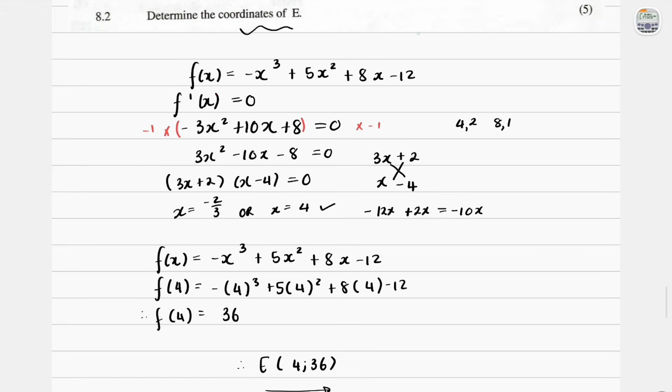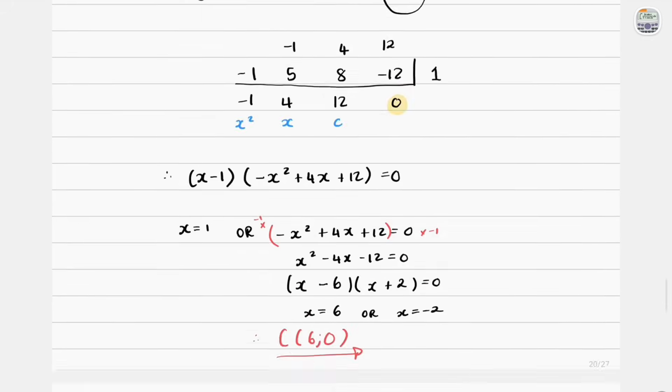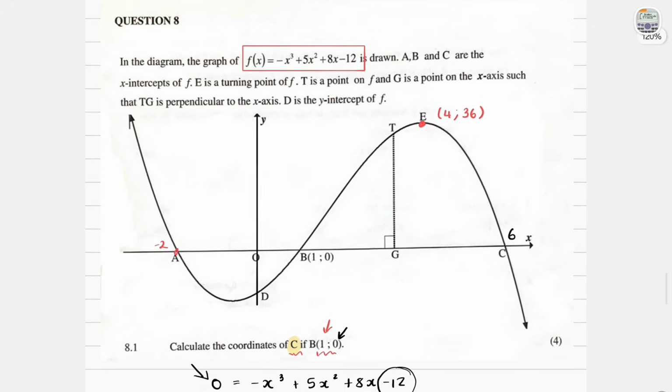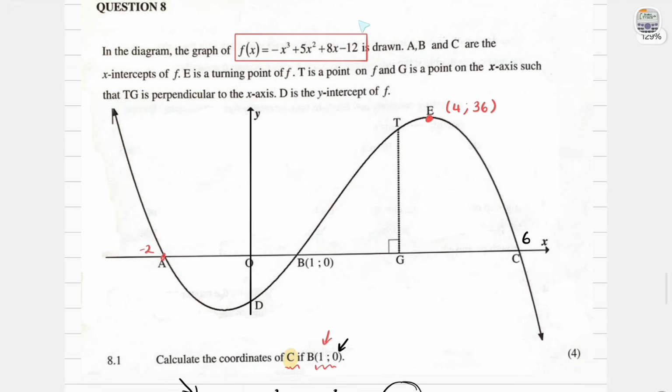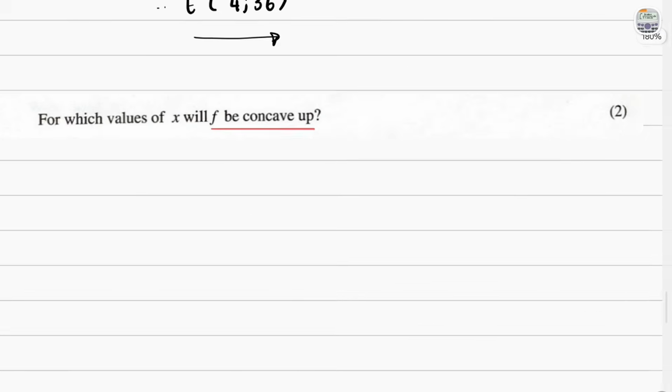Moving on to the next question. Question 8.3 says, for which values of x will f be concave up? Okay, so you see that you have two types of curvature or concavity on our graphs. So concave up and concave down. They want to find out the values of x for which it will be concave up. Now the points where the graph changes from being concave up to concave down is here at the point of inflection. So we could find that, or we could just deal with this the algebraic method, which is like this.